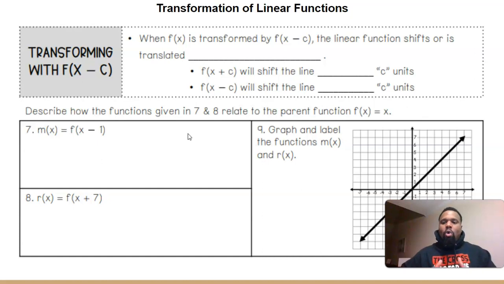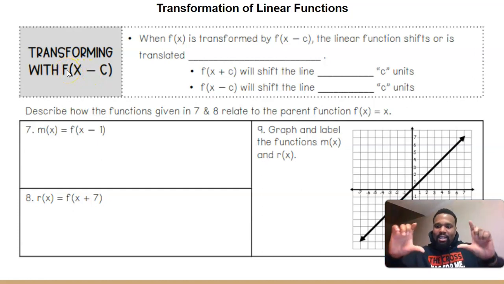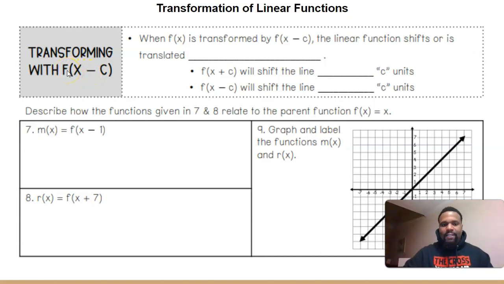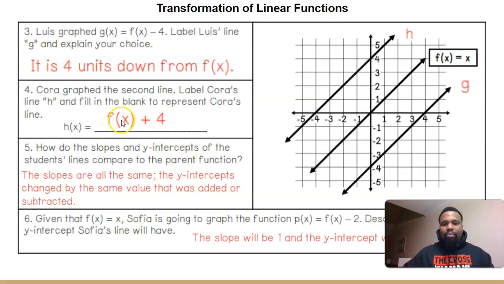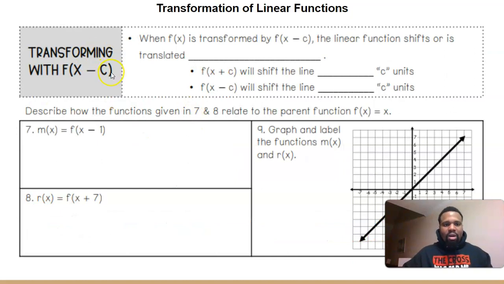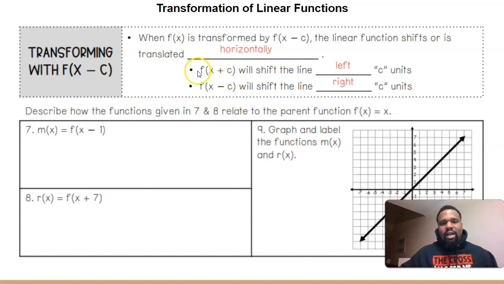Now, let's talk about a horizontal movement. Look at the notation here, f of x minus a number, so that whole expression is in parentheses. If we go back, just f of x, that x is in parentheses, not the whole expression. So we've got to make sure that we pay attention to the notation here so we can differentiate between the vertical movement and the horizontal movement. All right, so this indicates a horizontal shift. Now look at this here.